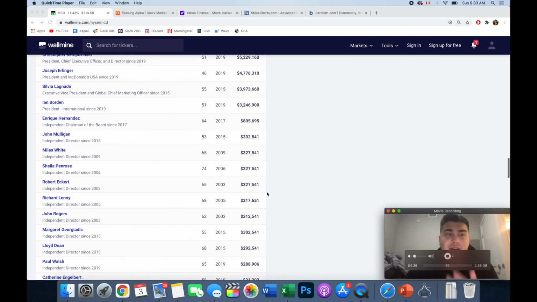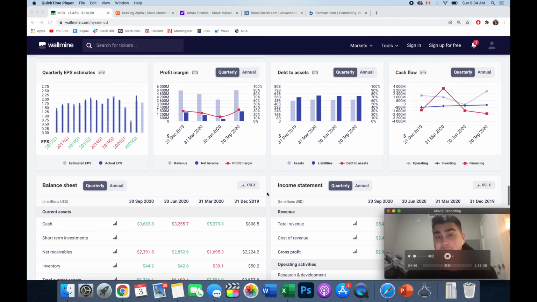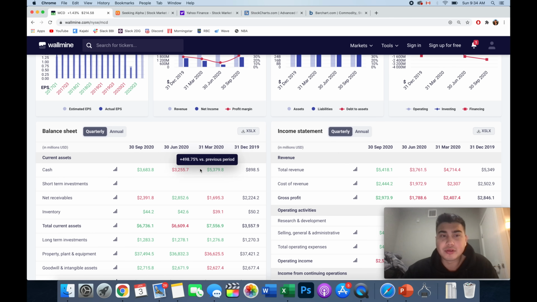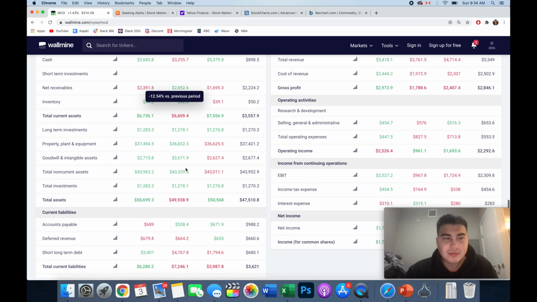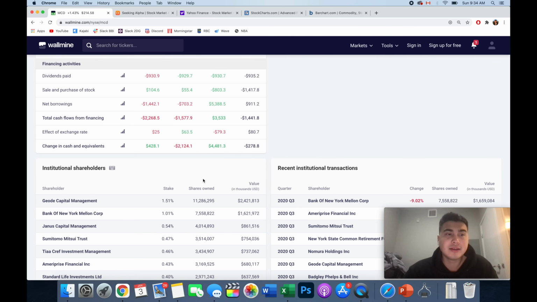Again, sometimes more than you actually want. If you continue to scroll down, you'll even see more details on the balance sheet, for example, income statement. You can toggle between quarterly and annual, and you can see, for example, how they're growing their cash piles. You can see the change over the previous periods. Pretty much balance sheet type of things over here.